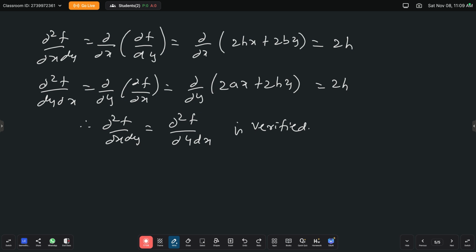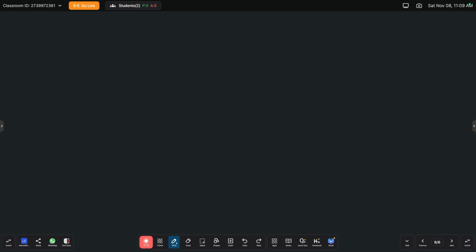Therefore 2h is equal to s. Therefore it is verified. So this is the first problem. You can find out the partial derivatives.